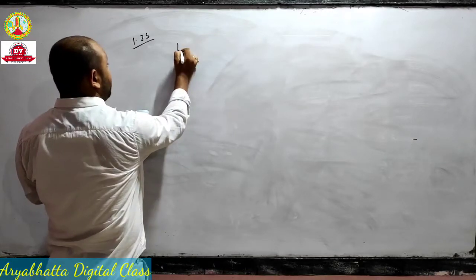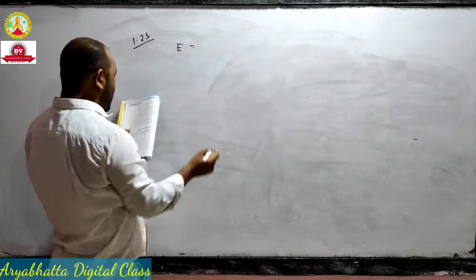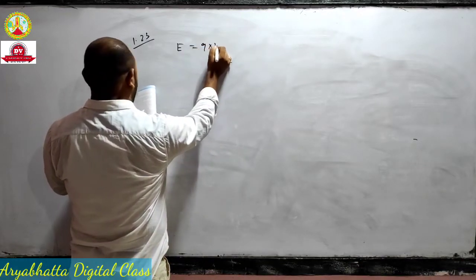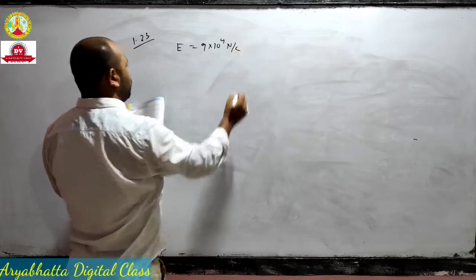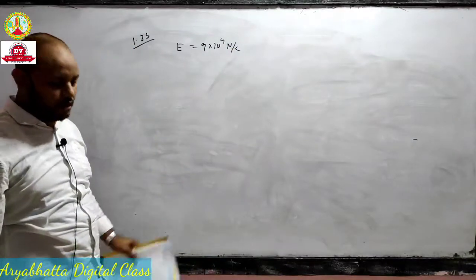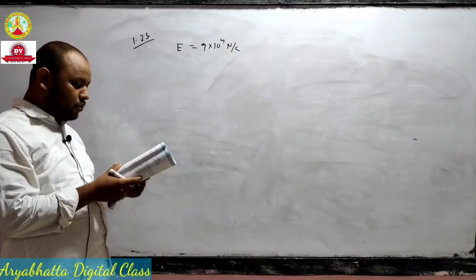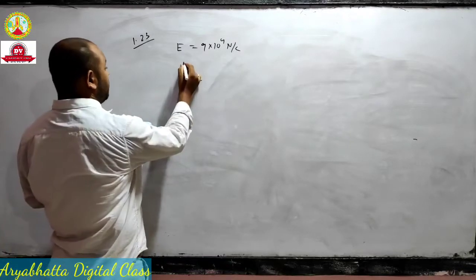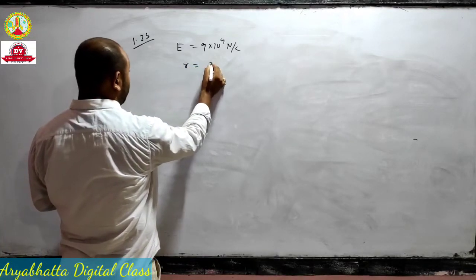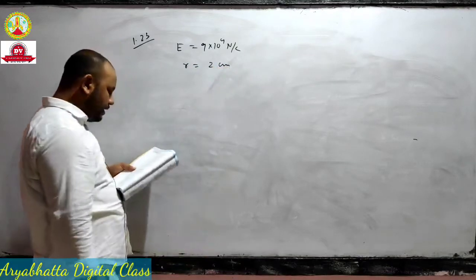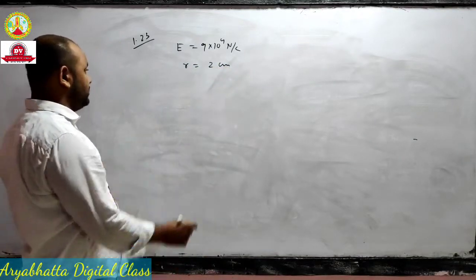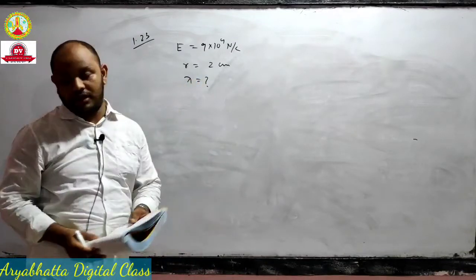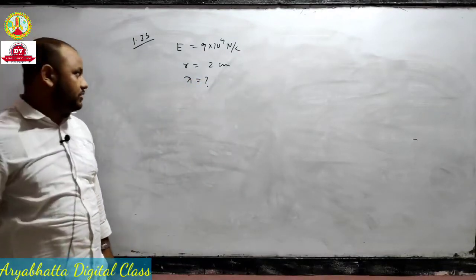It produces a field. That means electric field, and the magnitude of the field is 9 into 10 to the power 4 Newton per Coulomb at a distance of 2 centimeter. Distance is R equal to 2 centimeter. Calculate the linear charge density. That means we need to calculate the value of lambda.